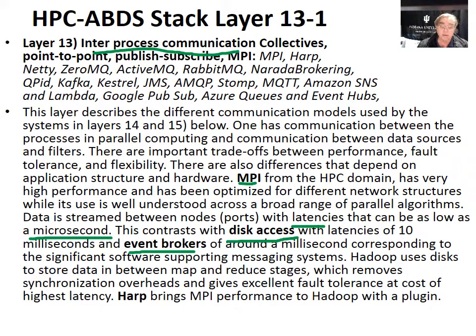So when you start doing sophisticated things and put a lot of software into the system, that software creates overheads, which are not networking overheads. These are software overheads due to the richness of the communication model. We note here HARP, which is from Indiana University, that uses the MPI technologies with the systems at layer 14 to get very good performance, especially with Hadoop.